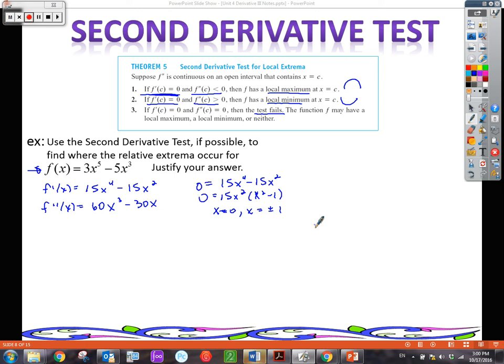Now, I think the very easiest, quickest way to find out the sign of the second derivative at each x value is to simply substitute them into the second derivative. I really think that's the fastest way to do it. Is that the only way? No. You could do a sign chart, or other things, but I think the fastest way is to simply take these values and substitute them into the second derivative and see what happens.